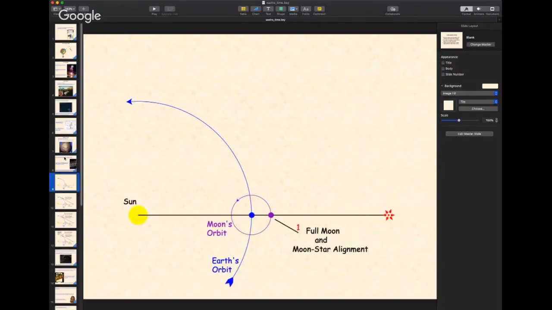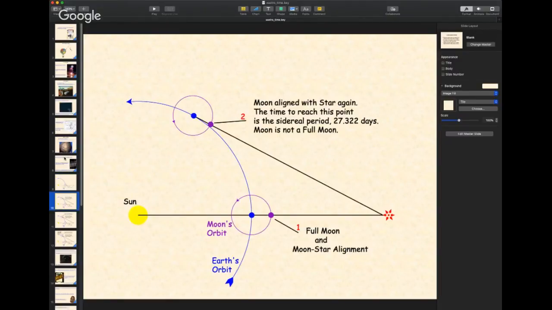So let's show why those two are different. I'm going to start with everything all very nicely aligned here. I'm going to have the sun on the left. I have the Earth orbiting the sun. I have the moon in purple orbiting the Earth, more correctly, the center of mass of the Earth-Moon system. And then I have a distant star. And right now I've got them all aligned, so everybody's in line, and I'm going to start my clock. Okay, so go.